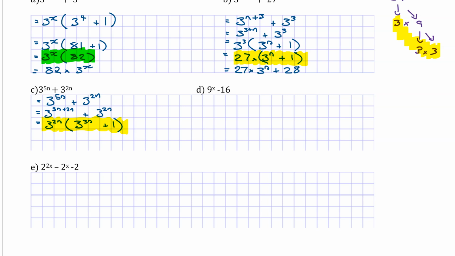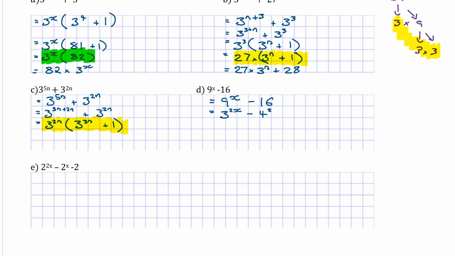Going across to D, we're really testing our memory from topic 2, polynomials. And have a look at this. We've got 9 to the power of x minus 16. Now you may have picked up on this form already, or it might not be apparent just yet, but notice 9 and 16 are perfect squares, so we can write it as 3 to the power of 2x minus 4 to the power of 2.